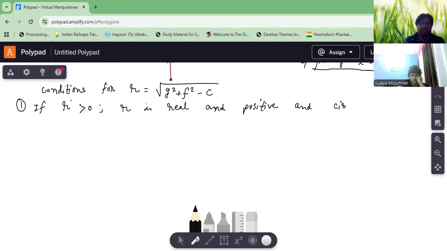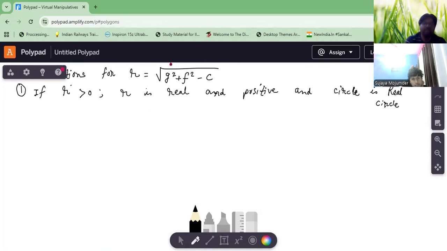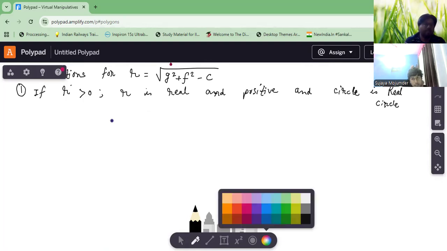Circle is a real circle. I hope you have understood what a real circle is. That means you can plot it on the 2D plane. Understood? Yes, sir.